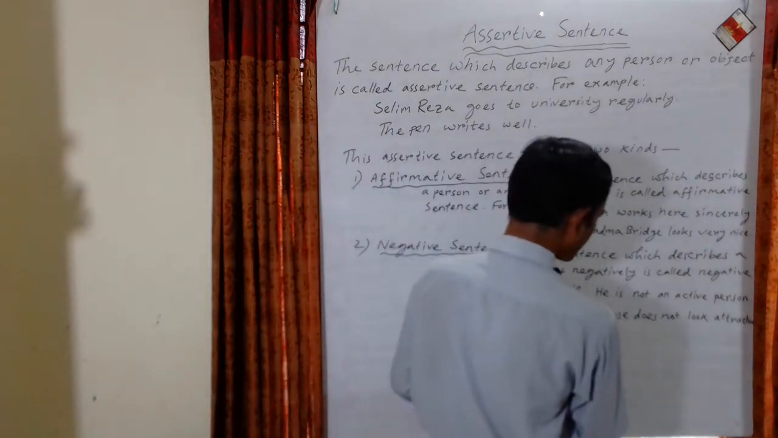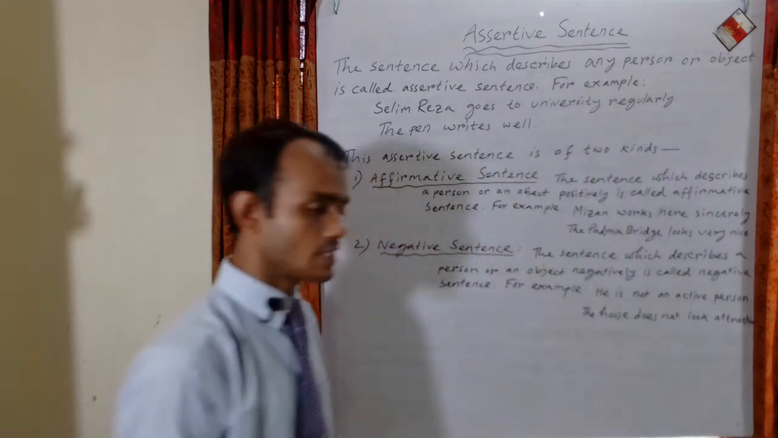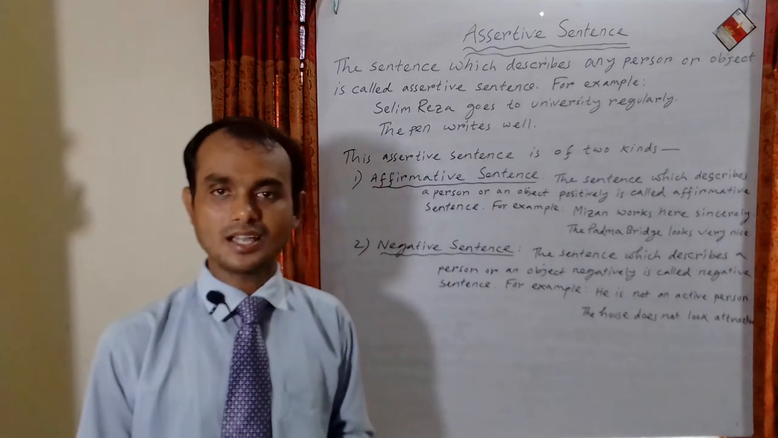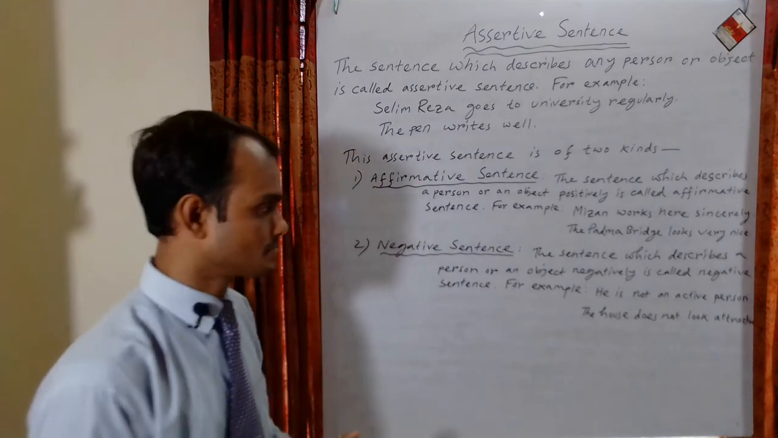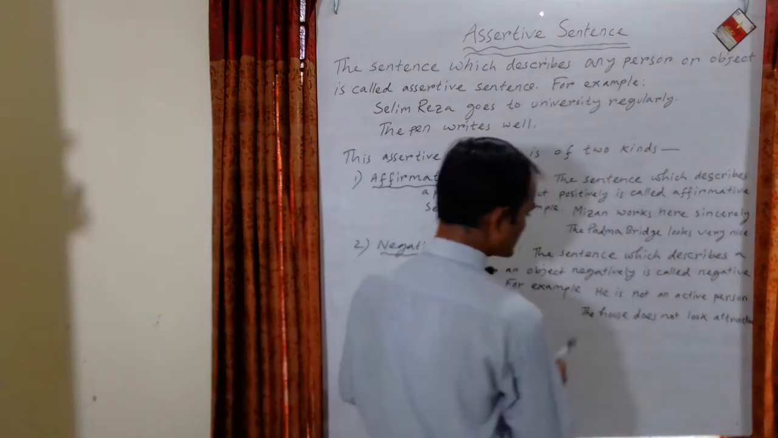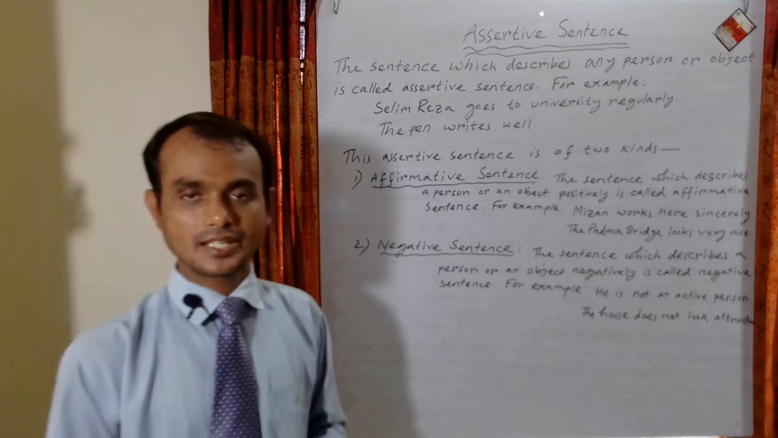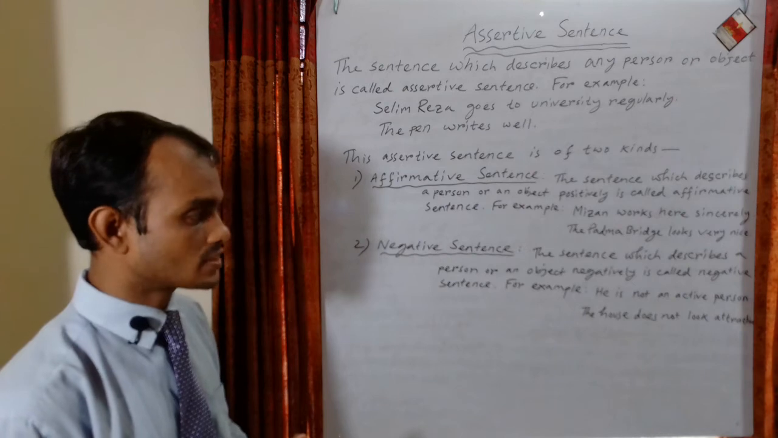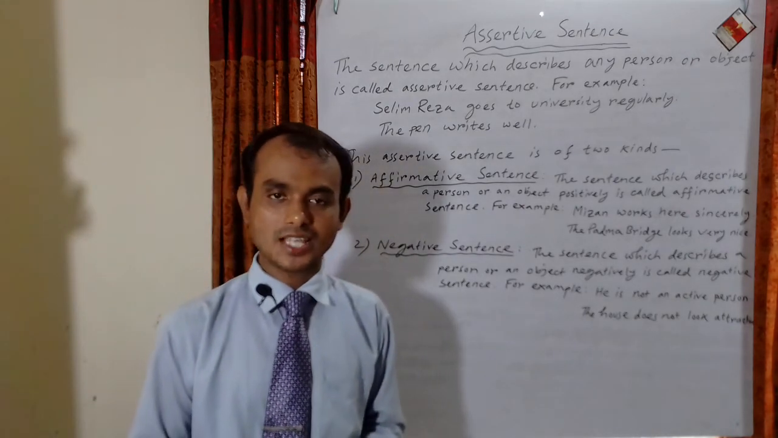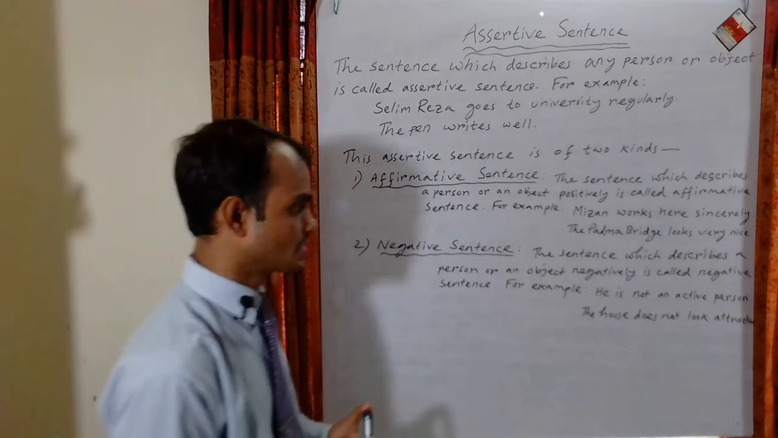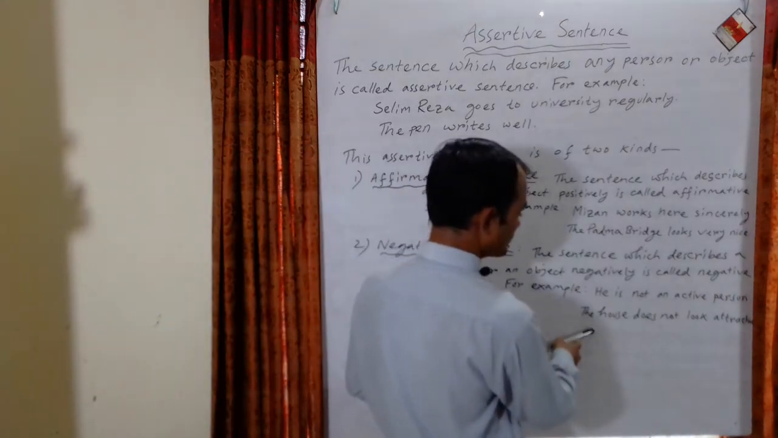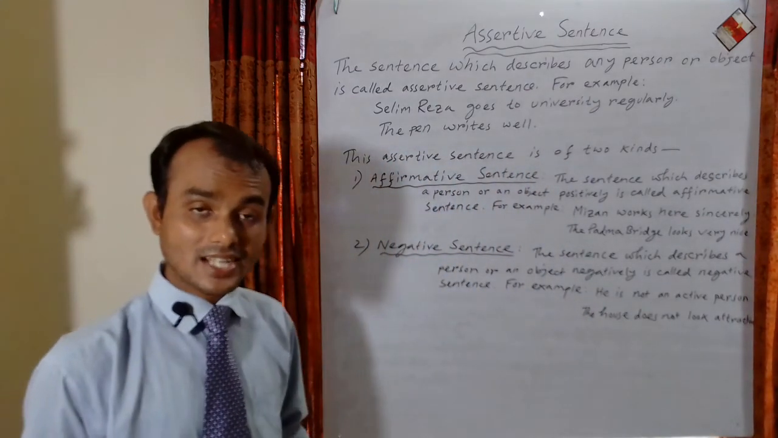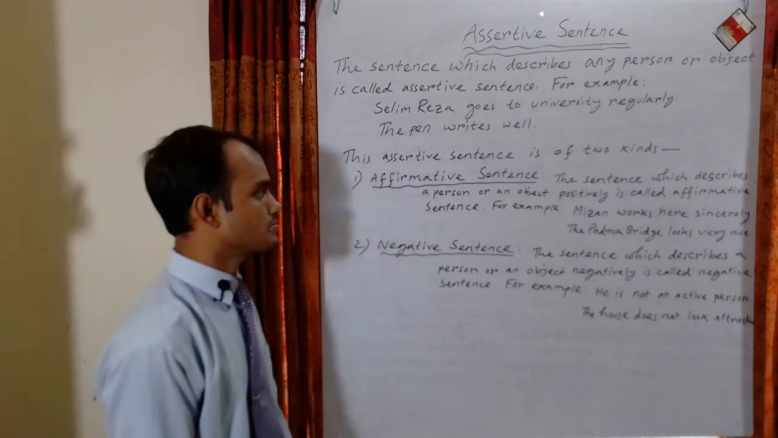Okay. The next sentence, the house does not look attractive. From this sentence we find the house is the object of this sentence. The sentence describes the house negatively. So this is a negative sentence.